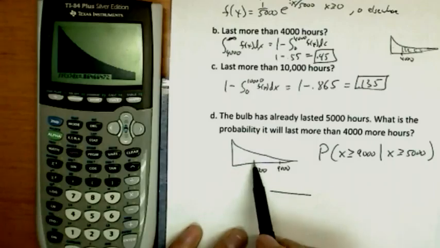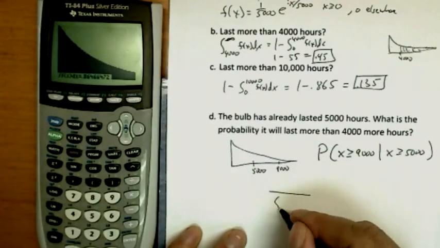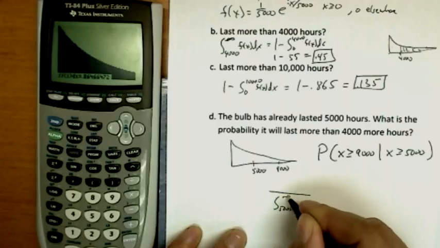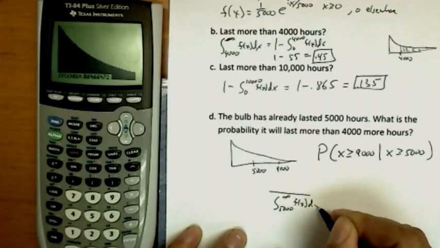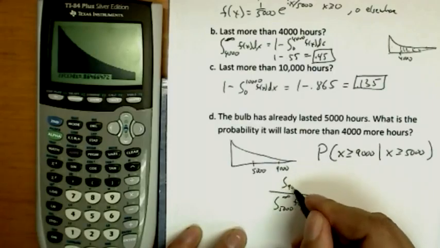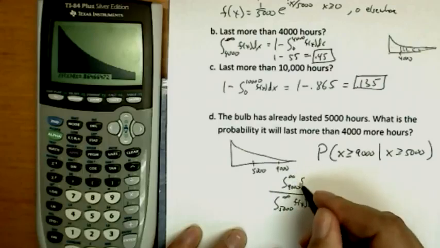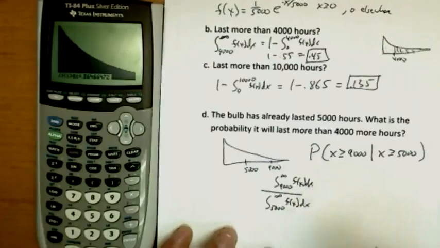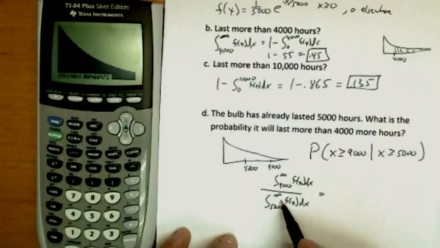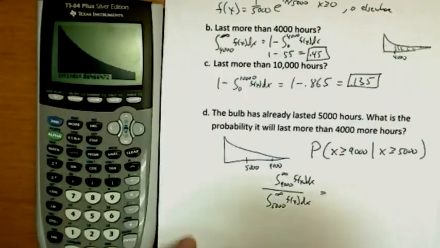We can disregard this part. We're interested in only the bulbs that last 5,000 hours or more. So 5,000 to infinity of f(x) dx. And of those, how many make it to 9,000 or more? Now once again, we're going to do these in reverse. We'll do 1 minus the integral of 0 to 5,000.